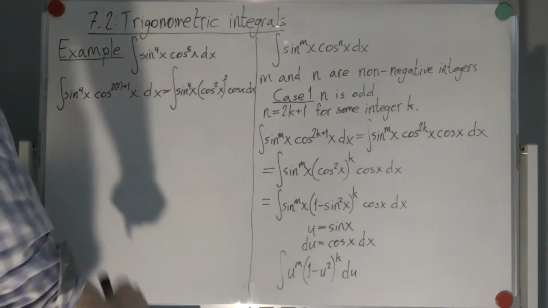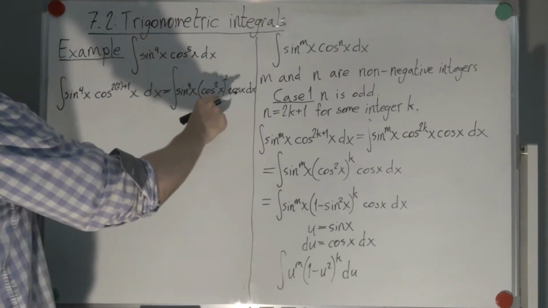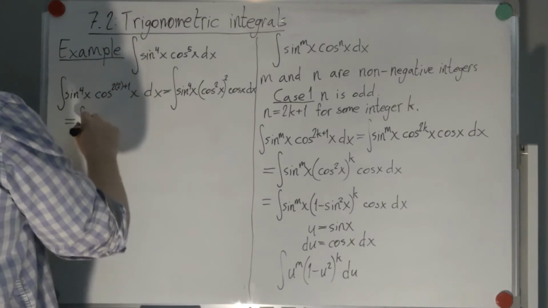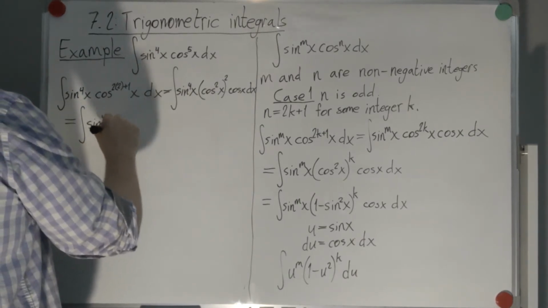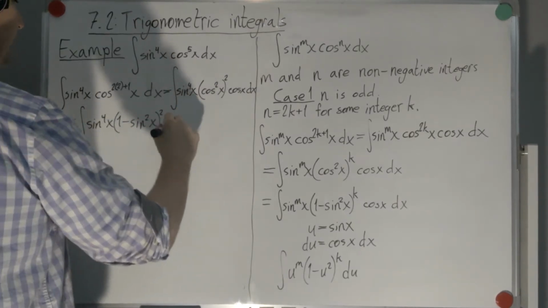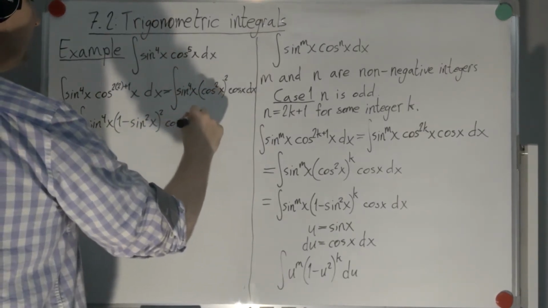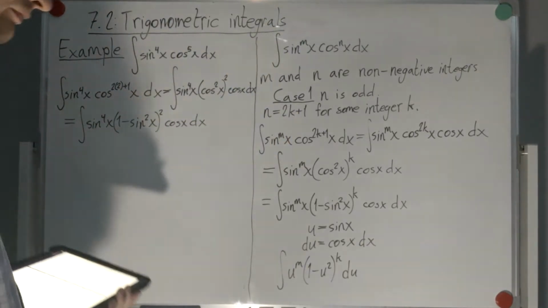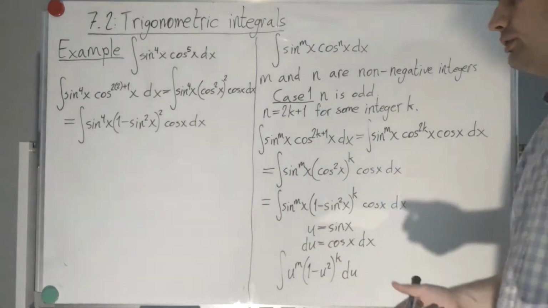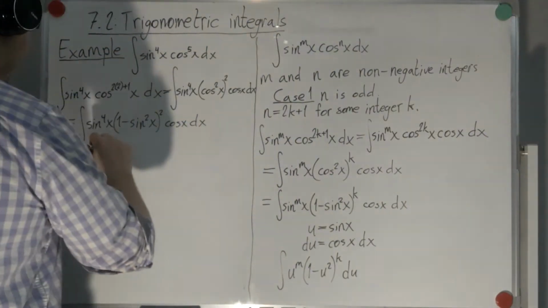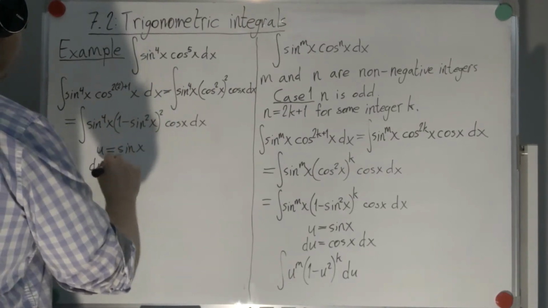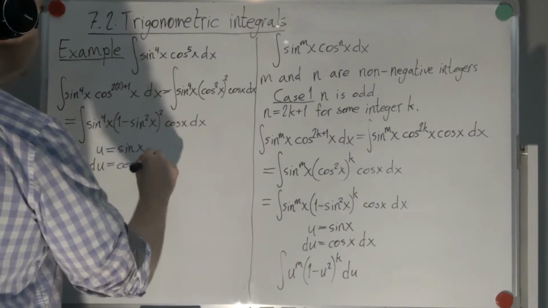Now from here, once again, we can say cosine squared is the same as 1 minus sine squared, which means this turns into the integral of sine to the fourth x times (1 minus sine squared x) squared times cosine x dx. Right? Now from here we can use u substitution. u is going to be sine x, in which case du ends up being cosine x dx.